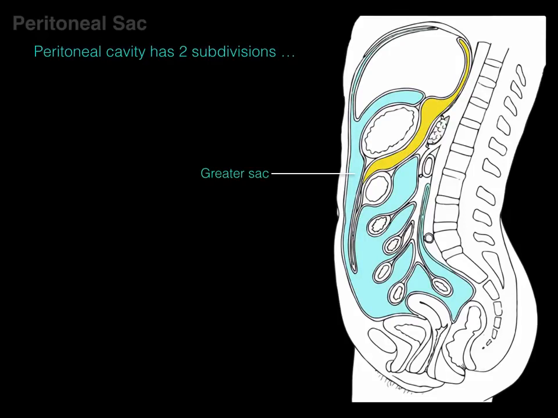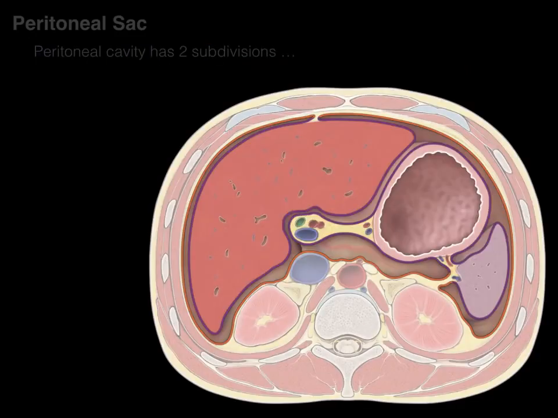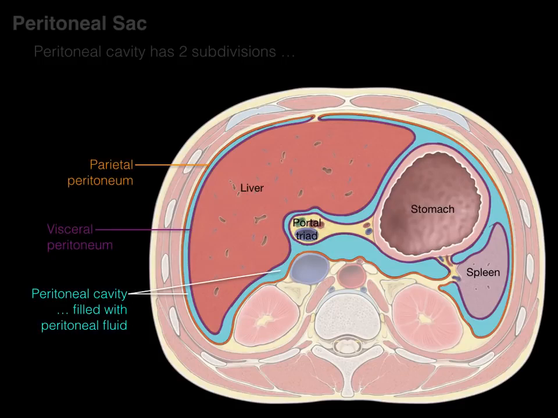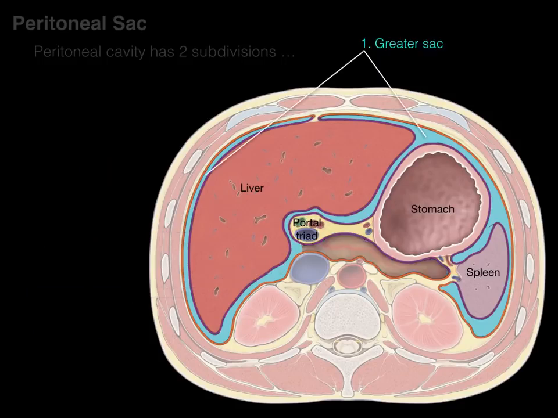The greater sac, which is primarily the majority of the space of the peritoneal sac, and then behind the stomach and the liver is the lesser sac, behind the lesser omentum. So here we have another cross section through the liver, and then there's the stomach, and there's the spleen, and there's our portal triad at the free margin of the lesser omentum. So in orange, surrounding the wall, is the parietal peritoneum, and in purple is the visceral peritoneum. And then in blue, there we've got this peritoneal cavity that's filled with peritoneal fluid. Now, the peritoneal cavity has 2 subdivisions.